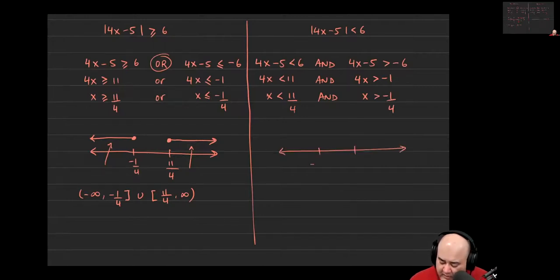So negative 1/4 goes here, 11/4 goes here. So now we need to be less than 11/4. So 11/4 is not included, and we have to go to the left. Again, I know that I have to go to the left because I'm plugging in 0 as my test value. 0 is less than 11/4. That's a true statement. So that will go in this direction.